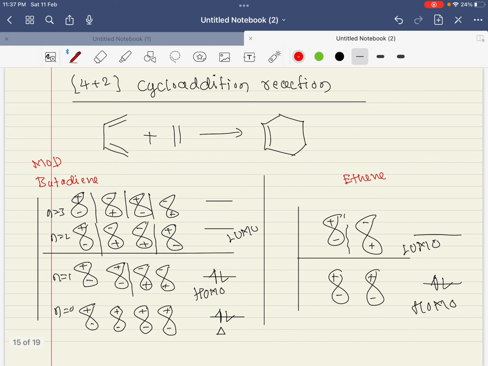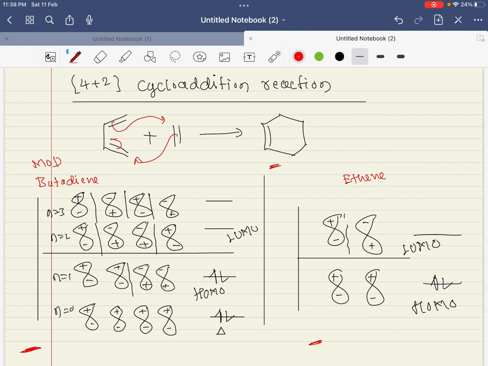We'll see a 4+2 cycloaddition reaction and we'll check whether it is allowed or forbidden. For that, we'll take a simple example here. This is butadiene. This pi system will be shifted here, this will be shifted here and this will be shifted here. There is a formation of a six-membered ring. You saw this example in our last class also. So this one is a molecular orbital diagram for butadiene. This is an example of a molecular orbital diagram of ethene.